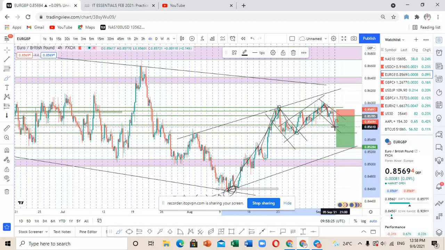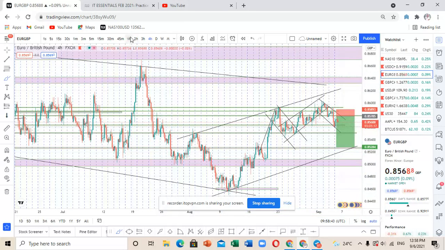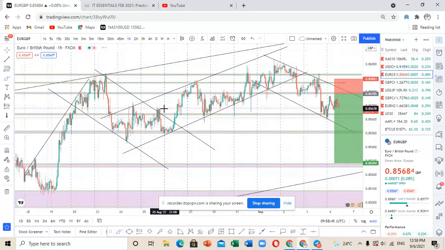I'm expecting that this pullback this time round, when the markets rise up to these levels, the markets are going to come to retest this point of support that is here before further moving to the upside to touch the trend line that is above here. So now moving into the hourly time frame.